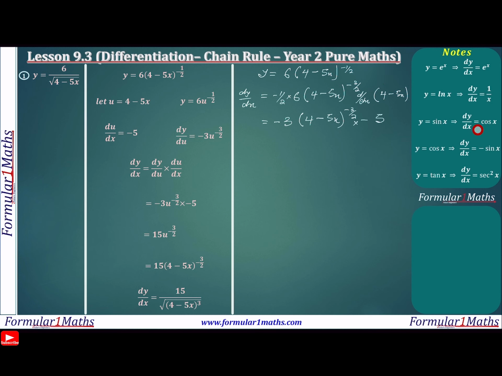Minus 3 times minus 5 is 15. So I have 15, 4 minus 5x, all of that raised to the power minus 3 on 2. And this is the same as 15 over 4 minus 5x raised to the power 3 on 2, which is the same as 15 over square root of 4 minus 5x all cubed. And so that's the short way of doing it.